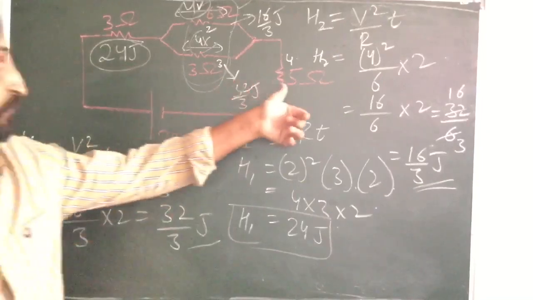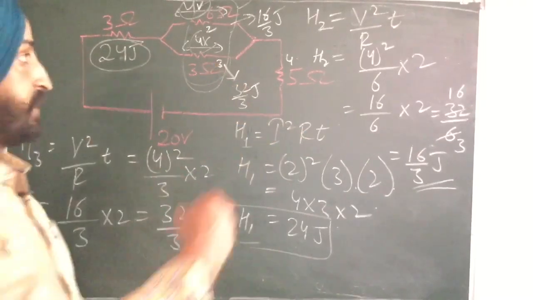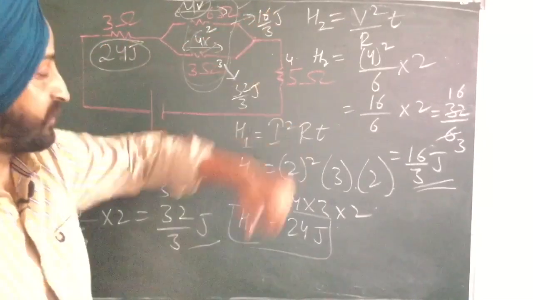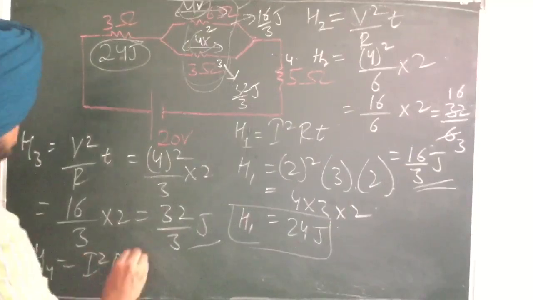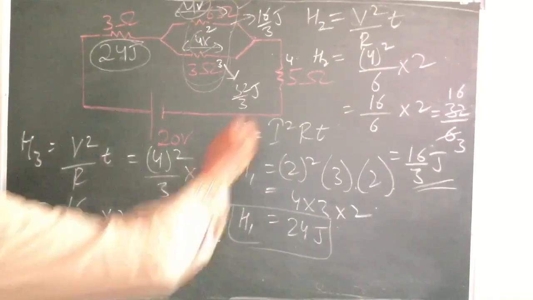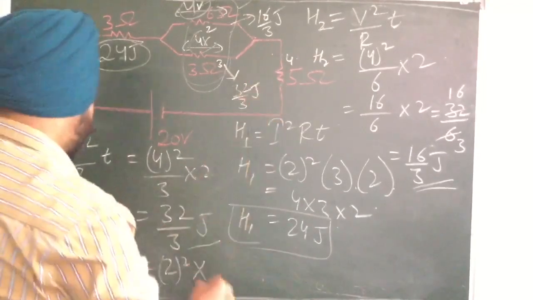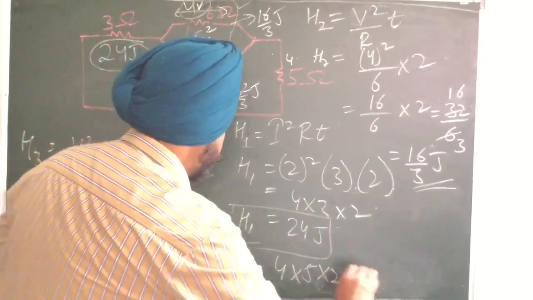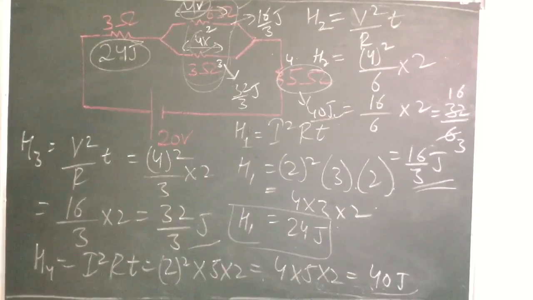Now coming to resistor number 4 of 5 ohm. See, this is also a single resistor in series. So we can simply apply the formula for I square RT, because the entire current will be passing through this resistor. So to calculate heat through the fourth resistor, I will again be applying the formula I square RT. Right? So current passing would be equal to 2. Resistance of this resistor is 5. Time is 2. So it will be 4 into 5 into 2. So 40 joule would be our answer. So in this way we have calculated the heat produced in all these resistors.